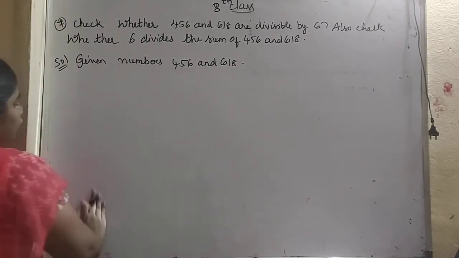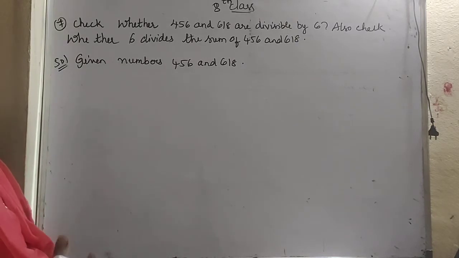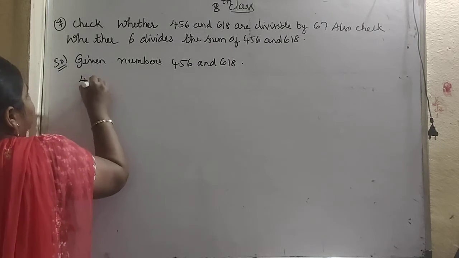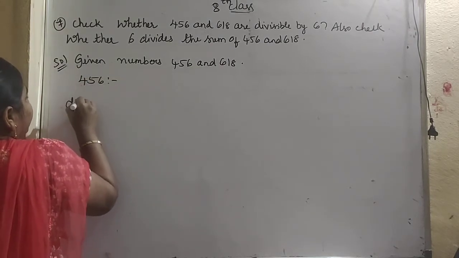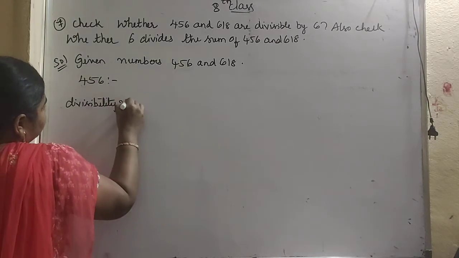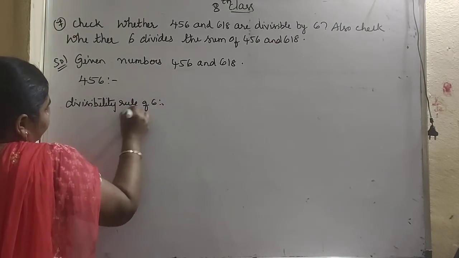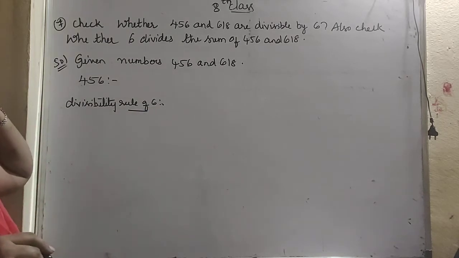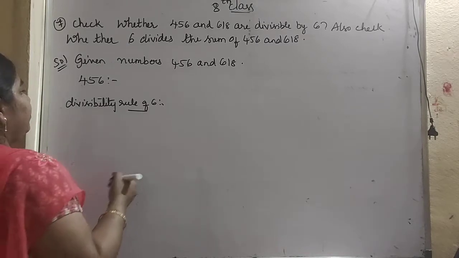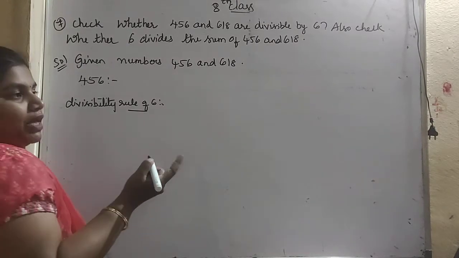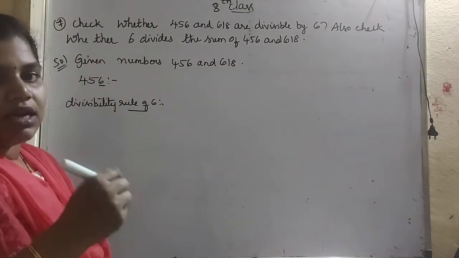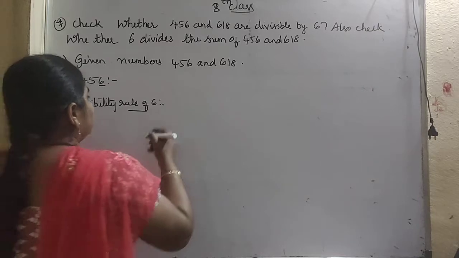What is the divisibility rule of 6? It should be divisible by 2 and 3. So we will see whether it is divisible by 2 and 3 or not. First I am taking 456 and checking the divisibility rule of 6. For checking 6, first we have to check 2 and 3. What is the divisibility rule of 2? The last digit should be an even number. 6 is an even number, so it is divisible.